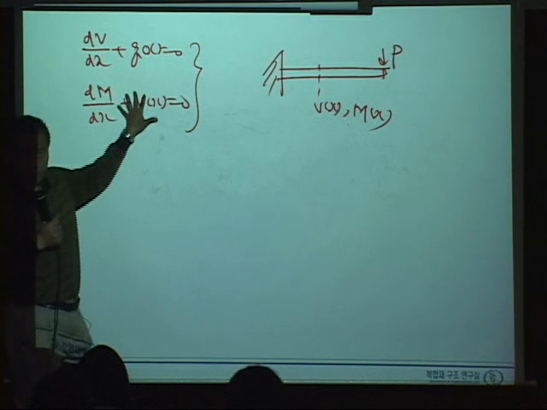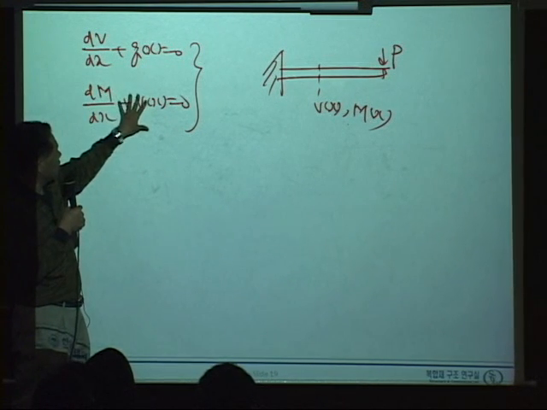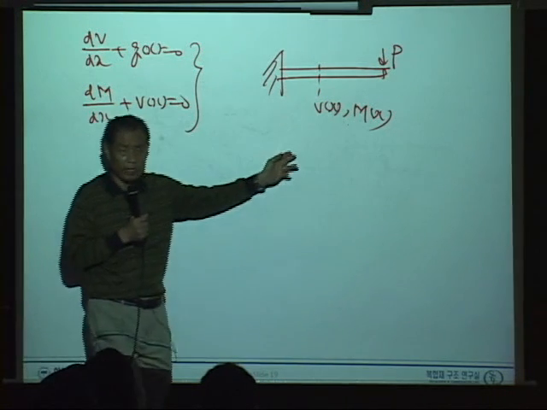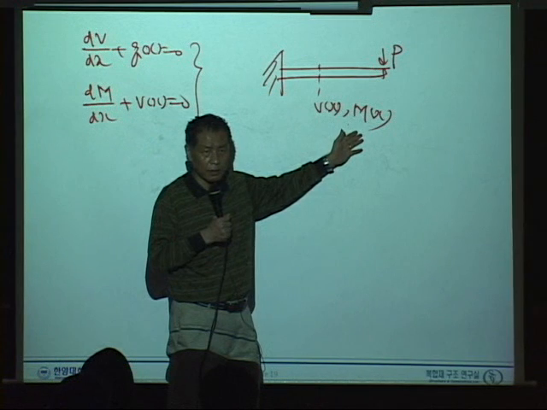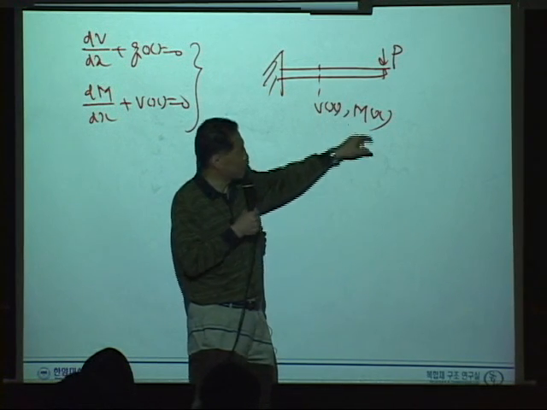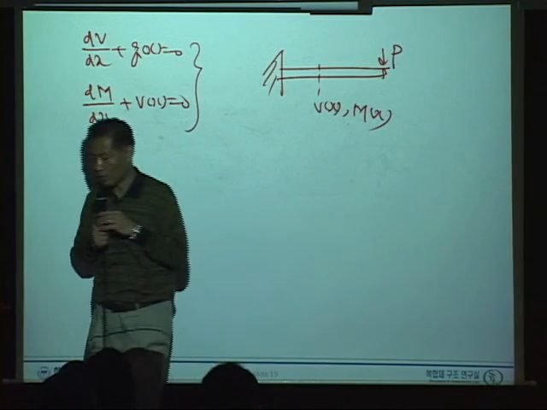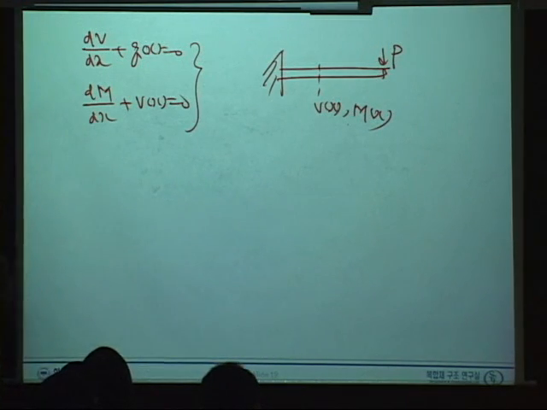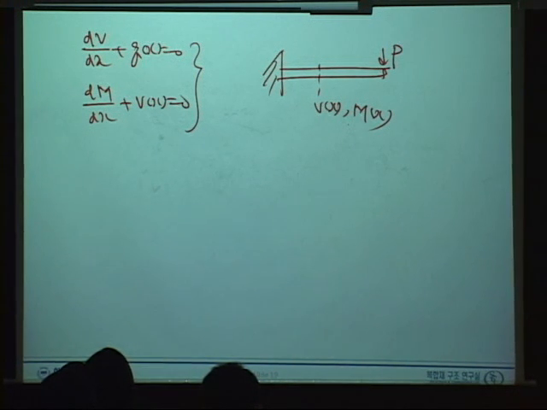Again, the purpose of this derivation is that now we can calculate internal force, shear force and bending moment in a beam as a function of x. For any type of beam, we can calculate. We don't need to consider any other equilibrium. All we need to do is just solve this differential equation.